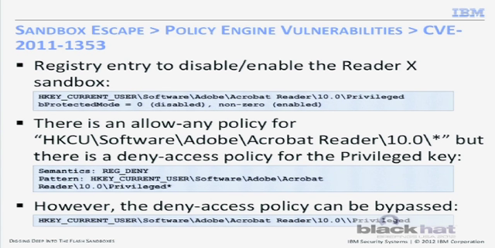In Reader X, there's a registry entry for enabling or disabling the Reader X sandbox. Interestingly, there's an allow policy that covers this registry key. But of course, there's a registry deny access policy denying access specifically for this registry key. But the problem is you can bypass the deny access policy by just adding additional backslashes to the registry resource name, such as this one. So due to this bug, sandboxed code is able to disable the Reader X sandbox.